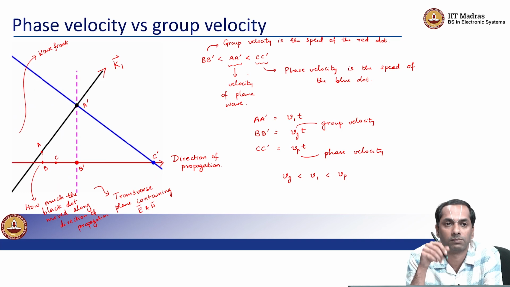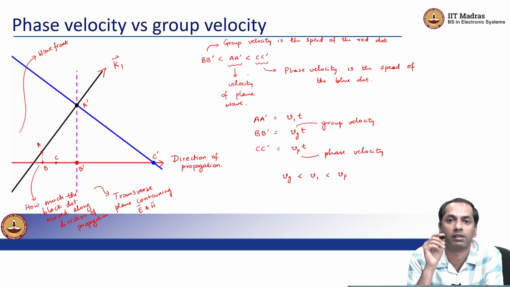So in that case, the phase front is actually parallel to the direction of propagation, and you'll notice that the phase velocity is infinite, whereas the group velocity is 0. So the wave is just bouncing back and forth between the two parallel plates, and it's not really going anywhere, right?